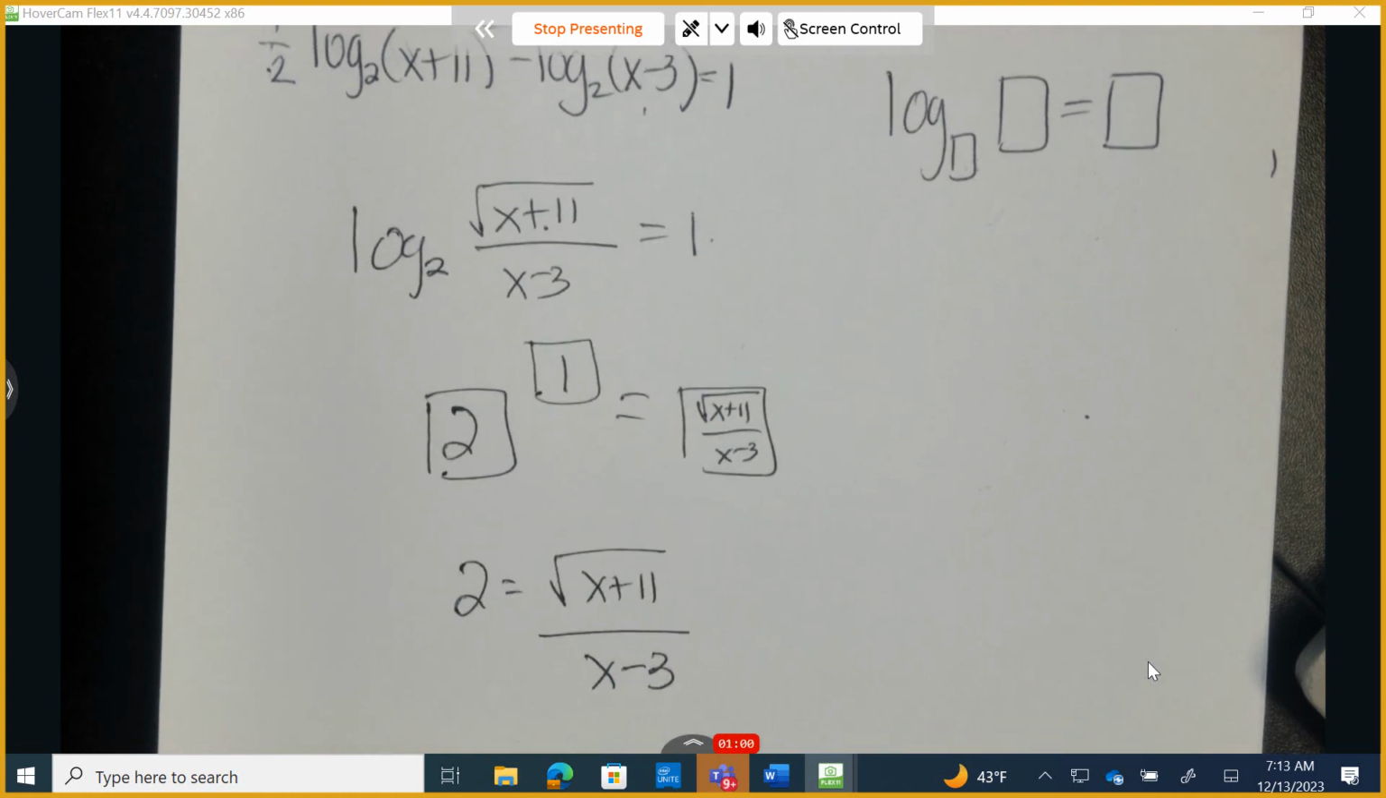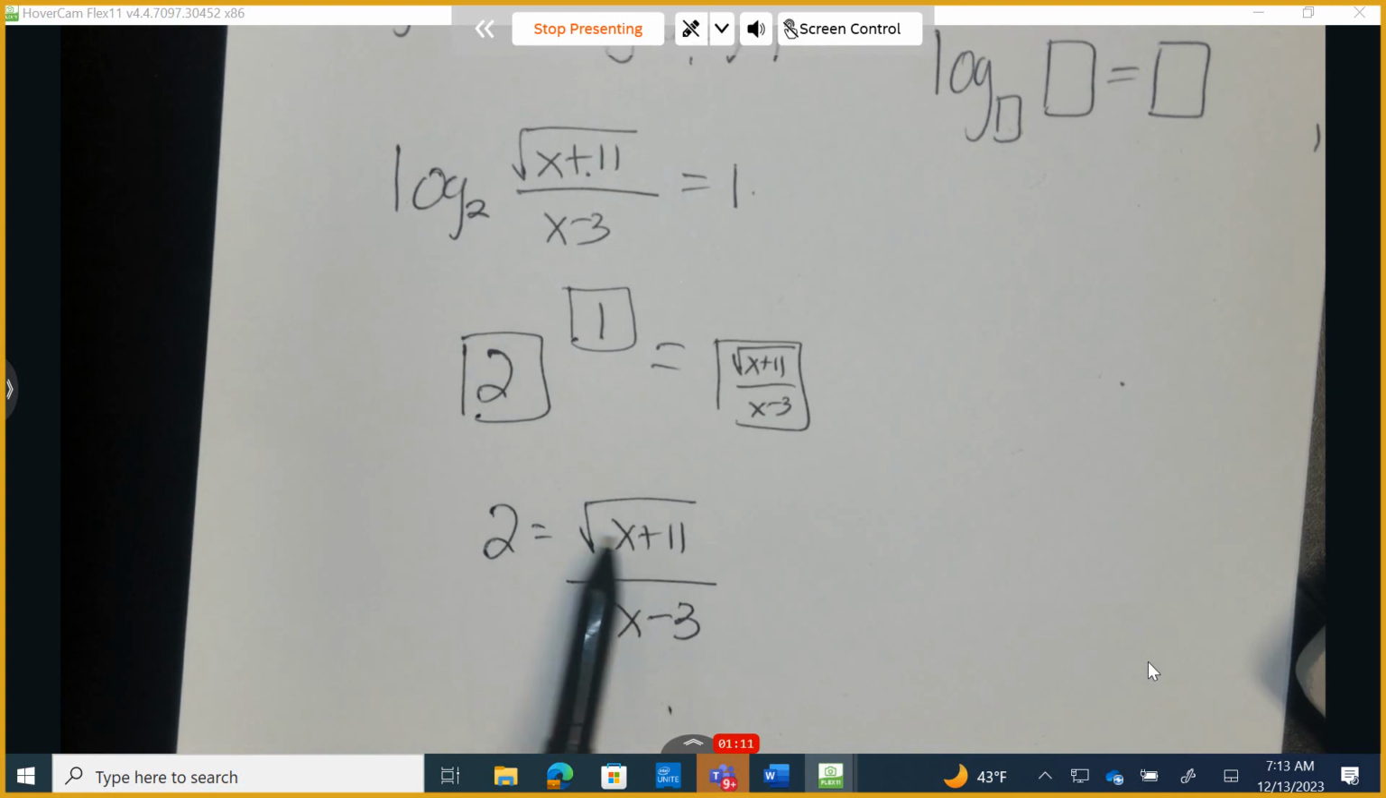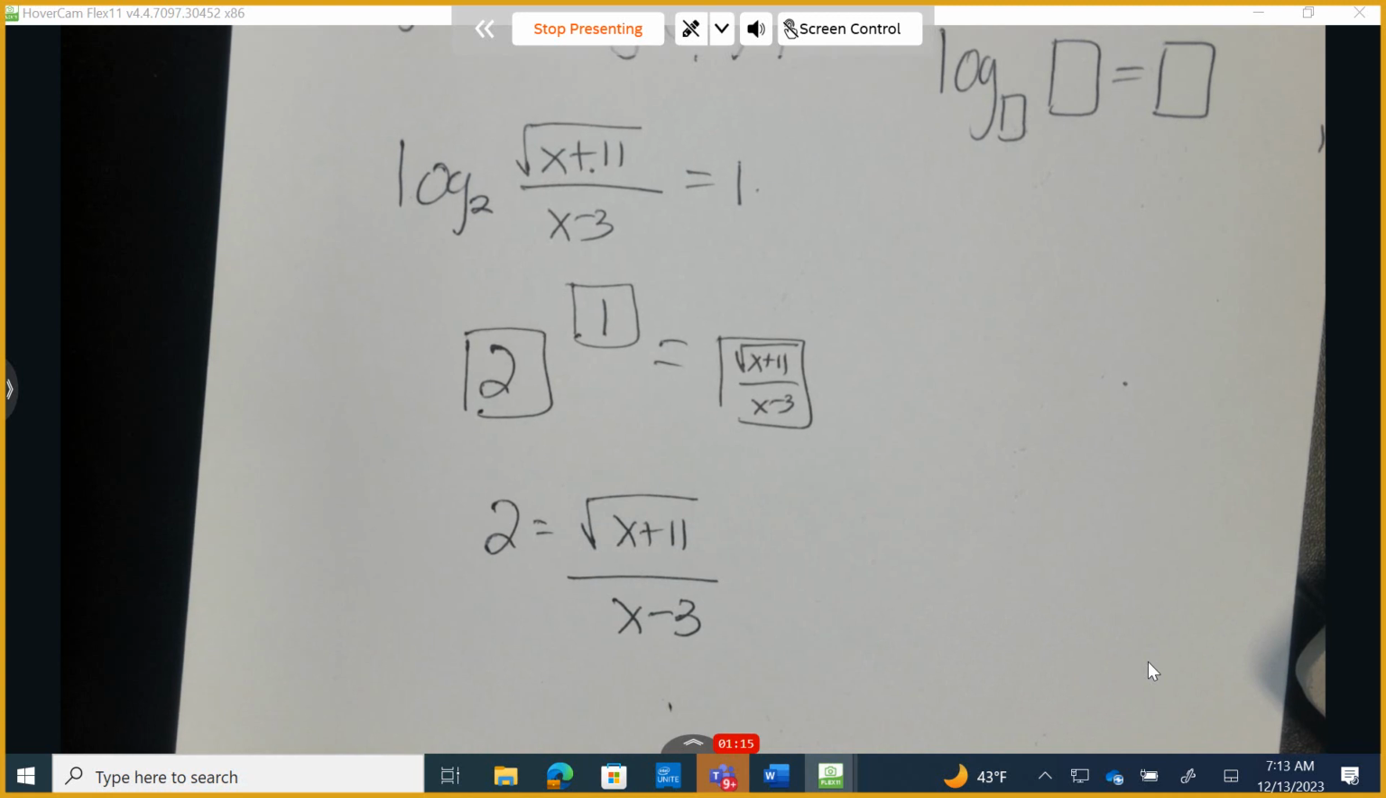And let's talk really quickly. If you're looking for the restrictions, what can x not be? We'd be in trouble if x equals this number in the denominator. What would it be? Positive 3. So just keep that in mind. We also know that the lowest value we can have inside here and still get a real answer would be negative 11, because negative 11 would give us an answer of 0. Okay, so keep those thoughts in mind.